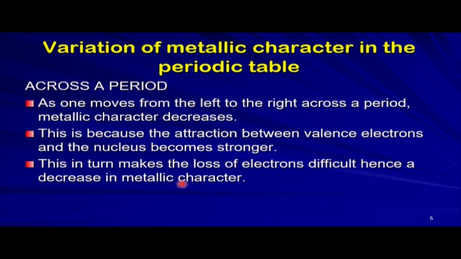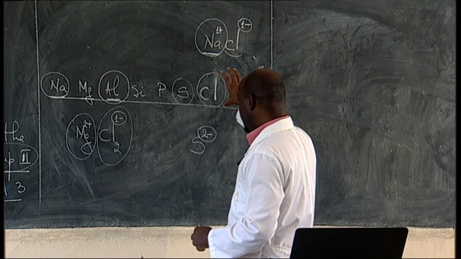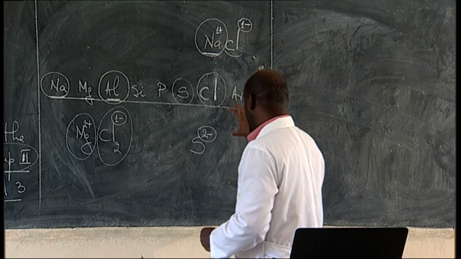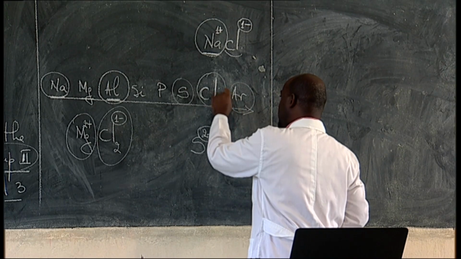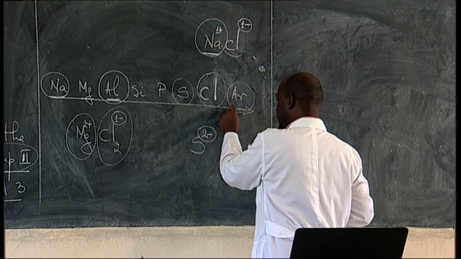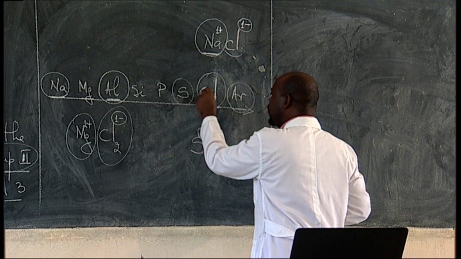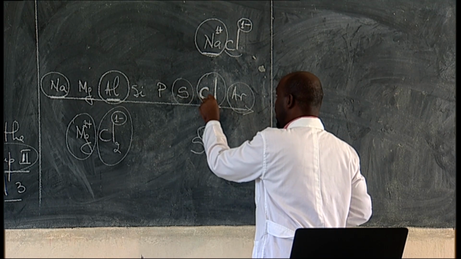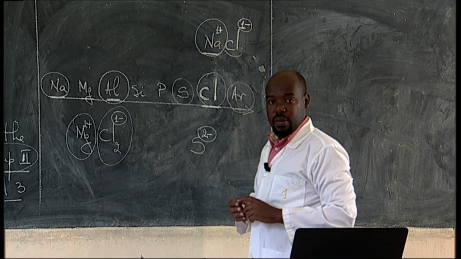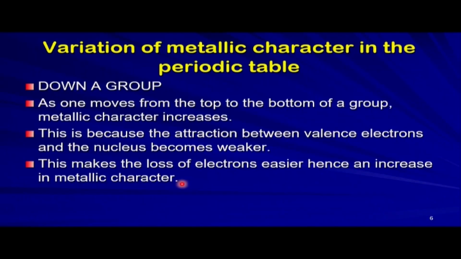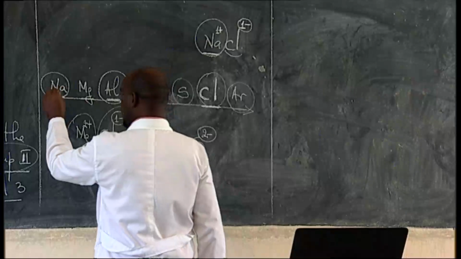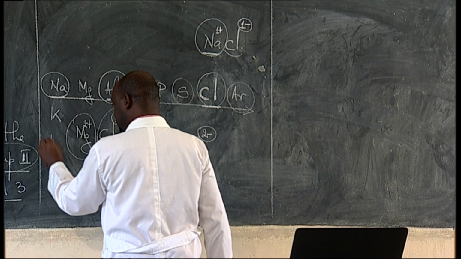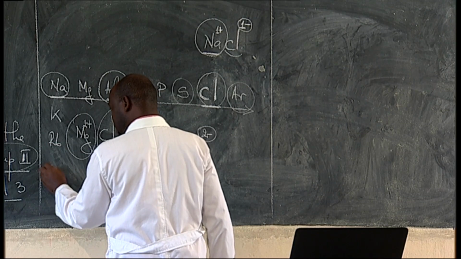So moving across the period, the electrons will be experiencing a stronger and stronger attraction, so that it is very hard for argon, for example, to lose its electrons. It is very hard for chlorine to lose its electrons. Instead, it will gain the electrons. And if we look at what happens down the group, we find that as one moves from the top of a group, here I will use sodium, potassium, rubidium, and cesium.